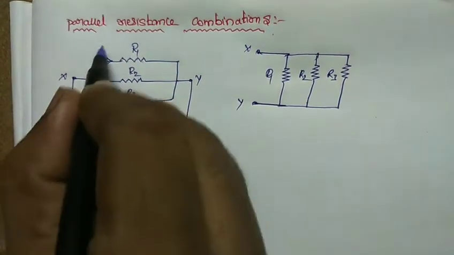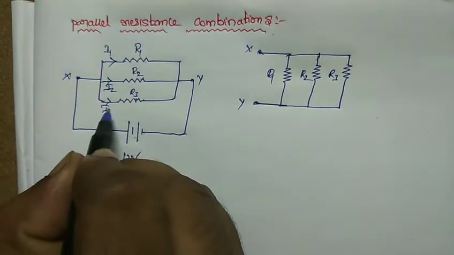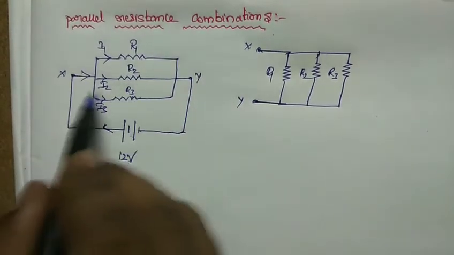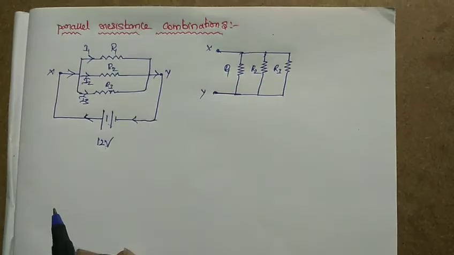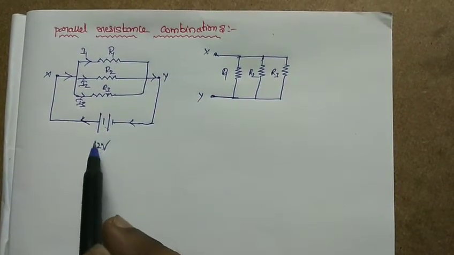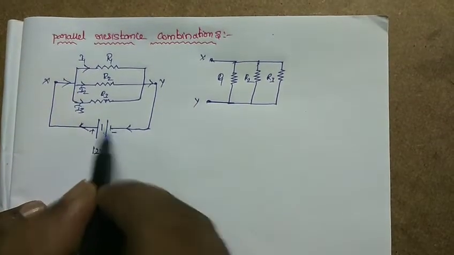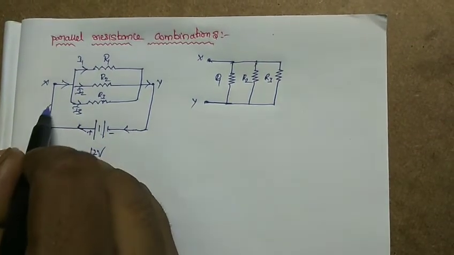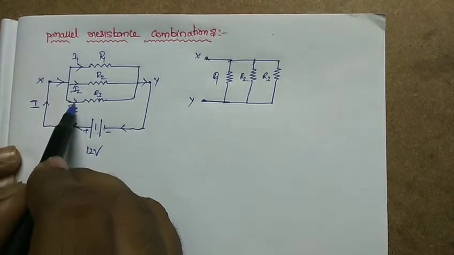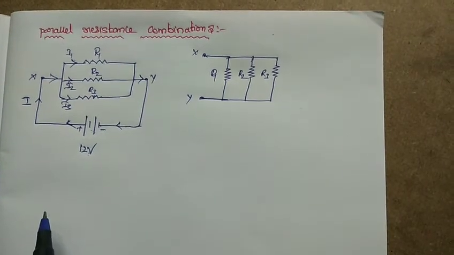The currents I1, I2, I3 are different. See the current flowing through like this, so I1, I2, I3 pass like this. The voltage drives current from the positive terminal towards the negative terminal, so the current I is produced here. The current I is split into I1, I2, I3 in the parallel resistance combination. So how do we find this I?